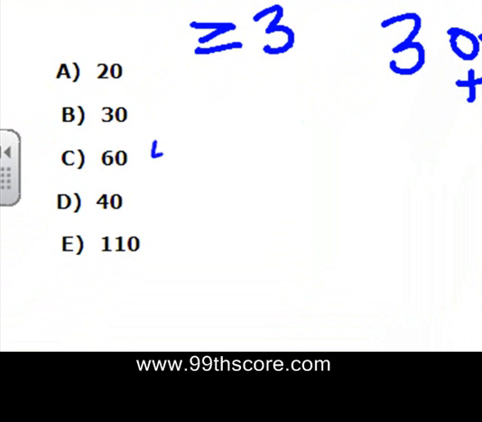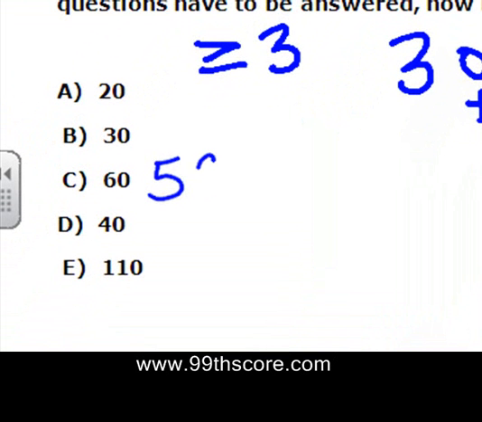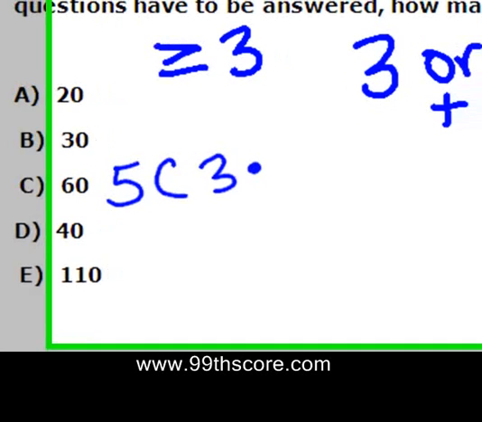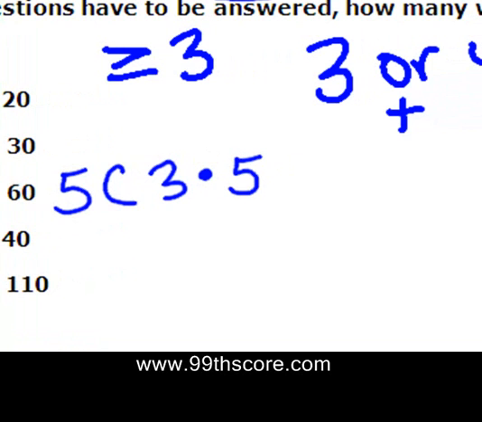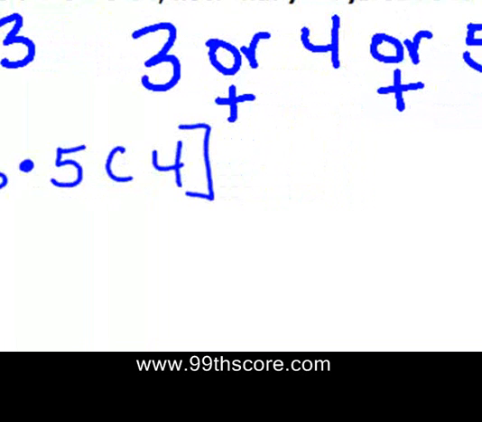Well, if there's 5 total first questions, and the student is going to choose to answer 3 of them, that's 5 choose 3. Now, they also have to answer 4 questions from the 5 that remain. So this statement says we have 3 questions chosen from the first 5 and 4 questions chosen from the second 5.